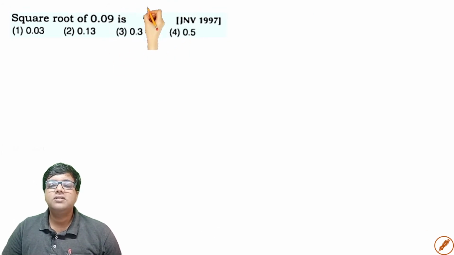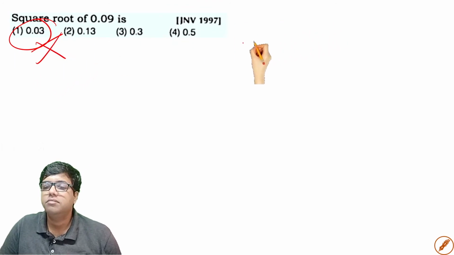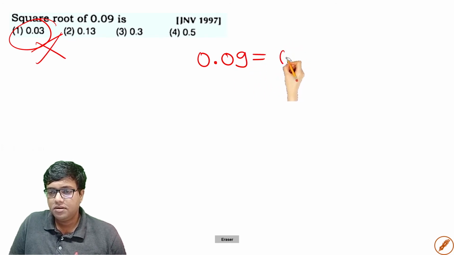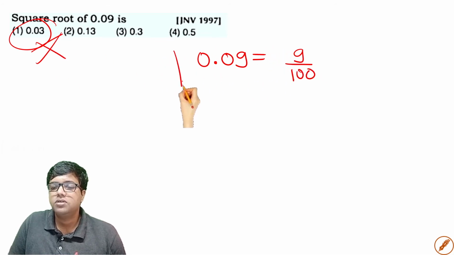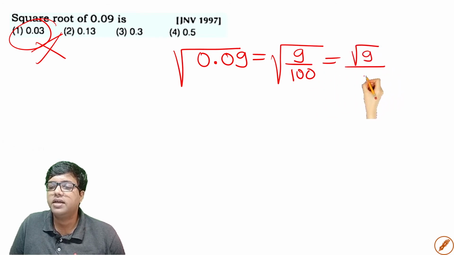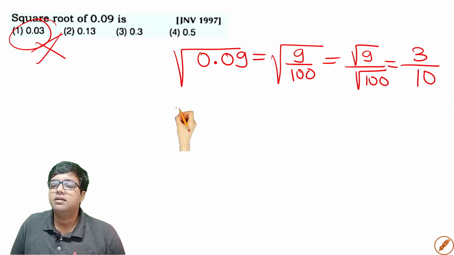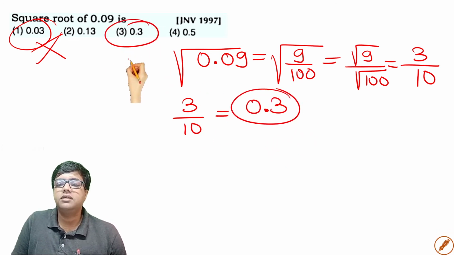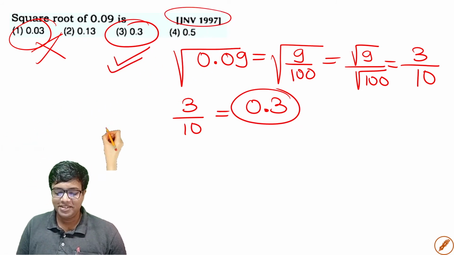Square root of 0.09 is, most of you will mark this wrongly, because now observe this. 0.09 can be written as 9 by 100, and they are asking us to take out the square root, right? So square root of 9 by 100 is equal to square root of 9 by square root of 100. So square root of 9 is 3 and square root of 100 is 10. Now 3 by 10 can also be written as 0.3. So 0.3 is the right answer for this question. Option 3 is the right answer. This came up in 1997.